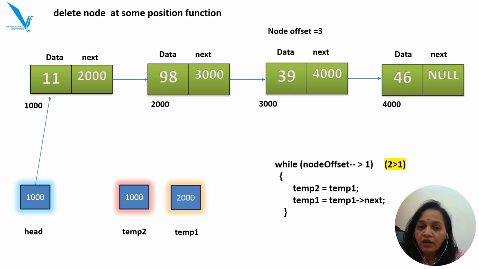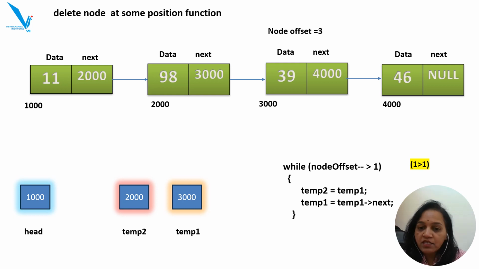Now temp2 will contain 1000 and temp1 is equal to temp1 of next. temp1 of next क्या था? 2000, right? temp1 में पहले क्या था? 1000. उसका next क्या था? 2000. So temp1 is equal to temp1 of next. Now temp1 will hold the value 2000. Okay. So temp2 will point to your first node and temp1 will point to your second node now, right? Now again we have to run this while loop. अभी क्या होगा? 2 minus minus. So 2 minus minus, that is 1 greater than or equal to 1. Yes, it is true.